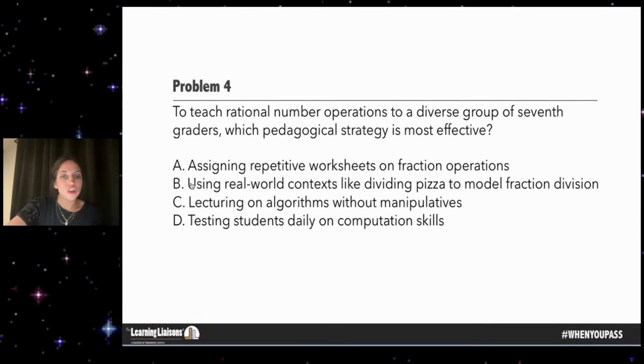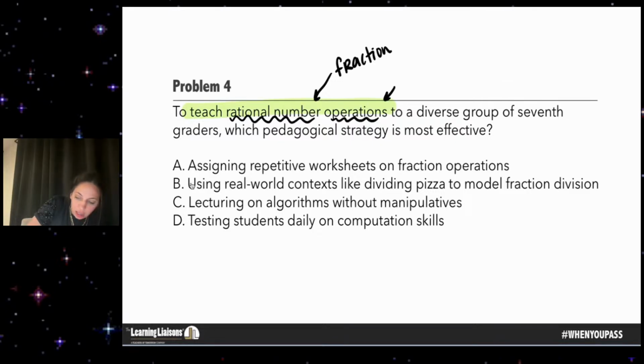So for this one, we are looking at teaching rational number operations. A rational number is a version of a fraction, and then operations are like your addition, subtraction, multiplication, division, and so on, to a diverse group of 7th graders. Which strategy is most effective?